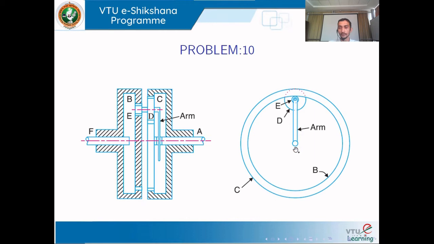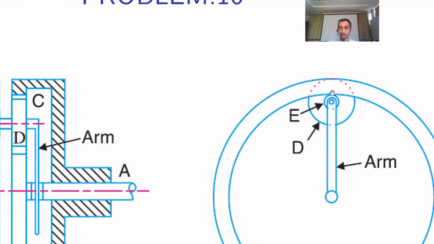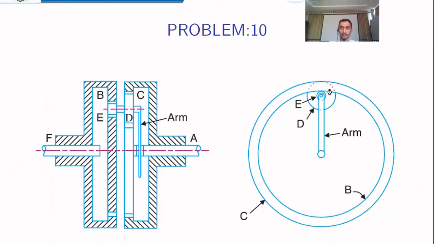we can find that using the diameter concept. Here we can consider diameter or radius. So radius of B is equal to radius of C minus the distance you want to find out. If you take the pin as a center, from here to here it would be the radius of D, and from here to here it would be the radius of E. So using the equation we can find it out.